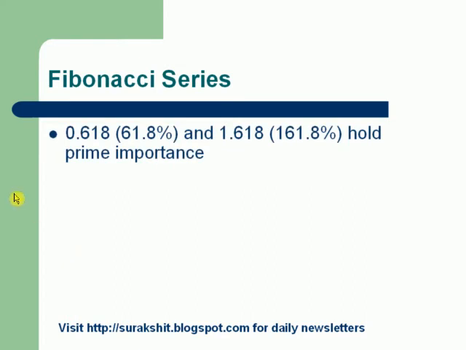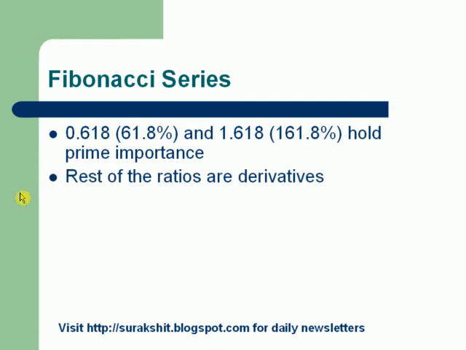Now in the stock market, 61.8% and 161.8%, which is nothing but 0.618 and 1.618, hold prime importance. The rest of the Fibonacci ratios are just derivatives of these two numbers. Now let's see how we derived them.